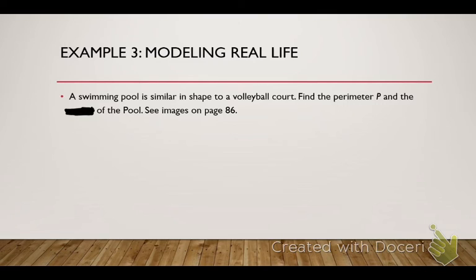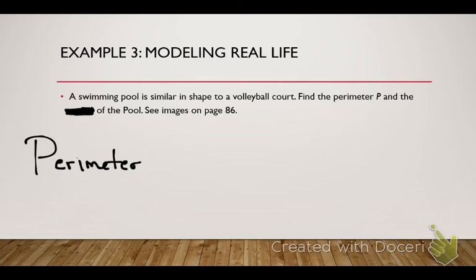Now, in yesterday's lesson, we talked about setting up proportions, okay? And that's exactly what we're doing here in this example, we're setting up a proportion. You guys see the figures over on the left side of page 86, because you should be turned there in your books by now. Okay, page 86, the figure of the swimming pool and the figure of the court, the volleyball court. So what I'm going to do to find perimeter is I'm going to set up a proportion.